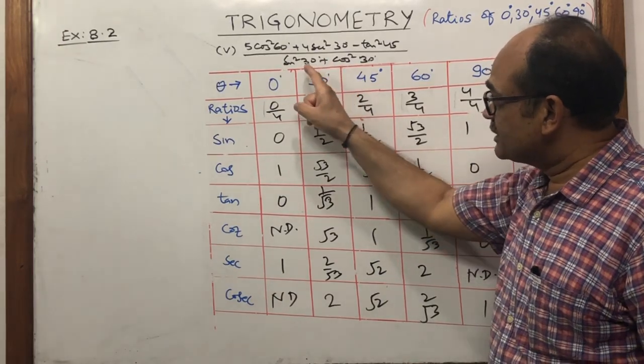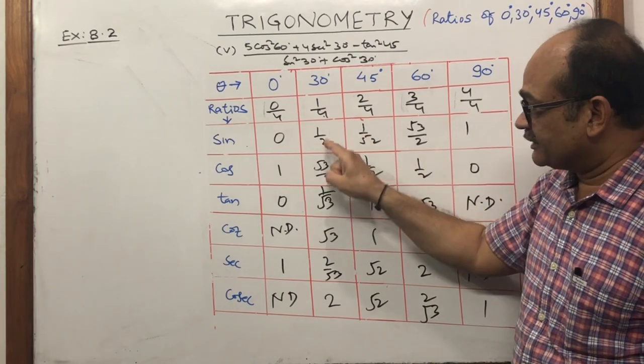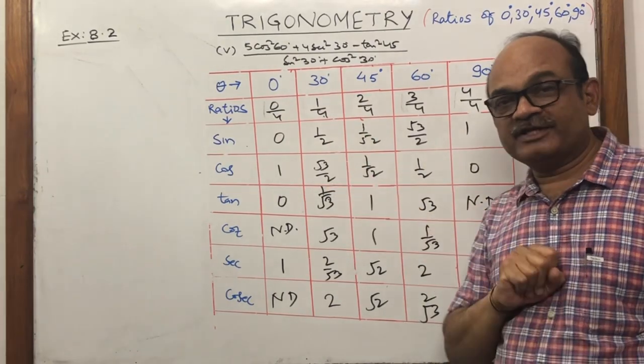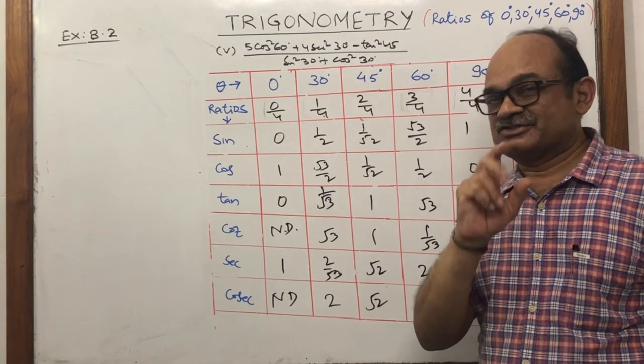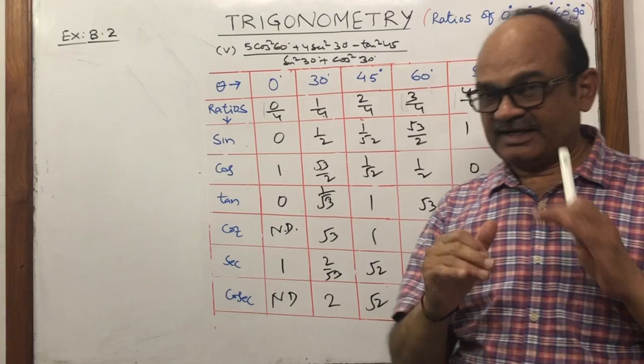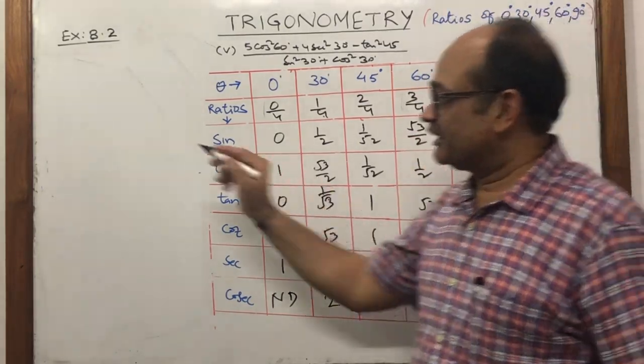What is the denominator? Sin square 30 plus cos square 30. See, what is sin square 30? 1 by 4. What is cos square 30? 3 by 4. Total equals 1. So remember, whenever sin square theta plus cos square theta is an identity, it always equals 1. So the denominator is 1.